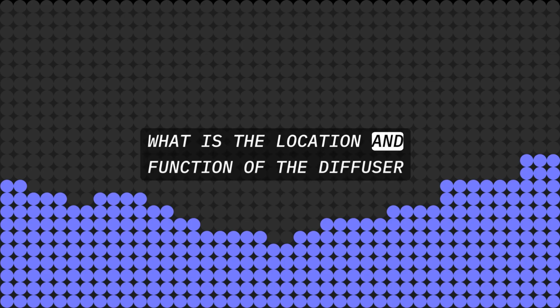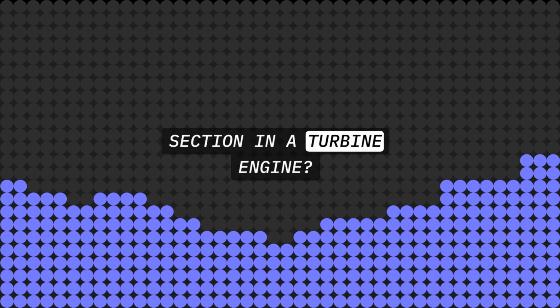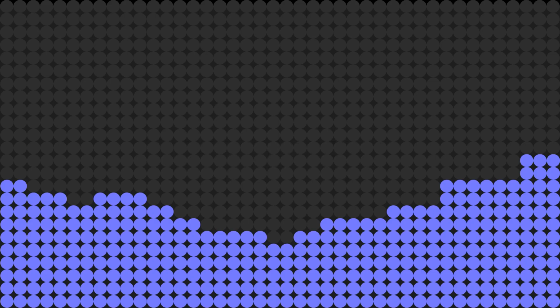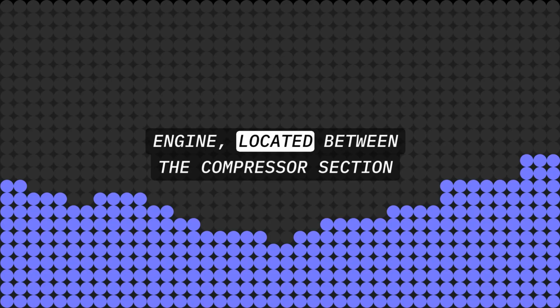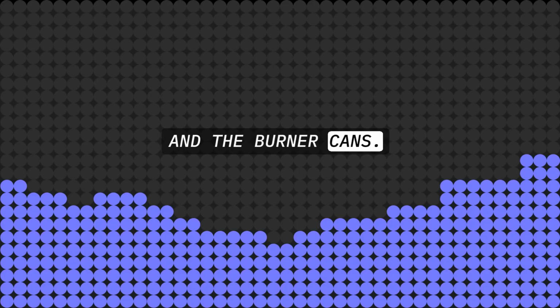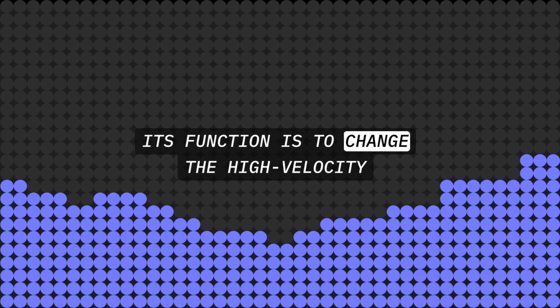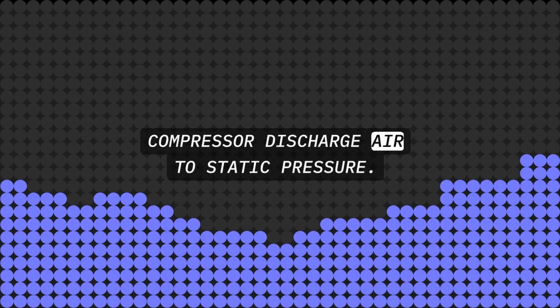What is the location and function of the diffuser section in a turbine engine? The diffuser is the divergent section of the engine, located between the compressor section and the burner cans. Its function is to change the high-velocity compressor discharge air to static pressure.